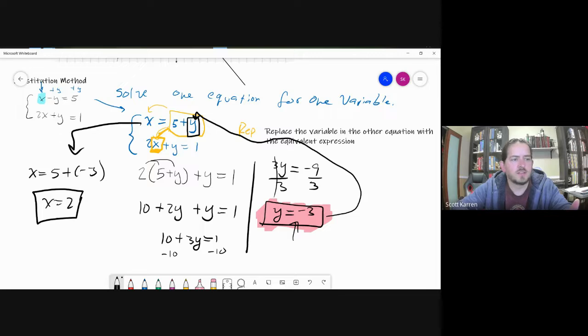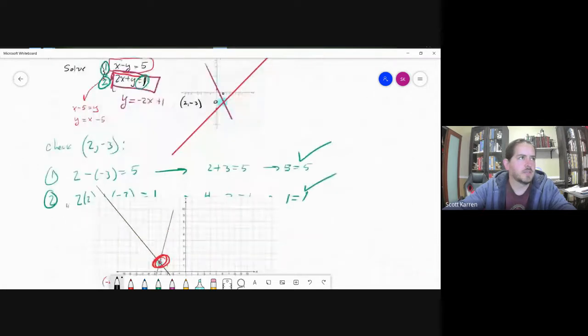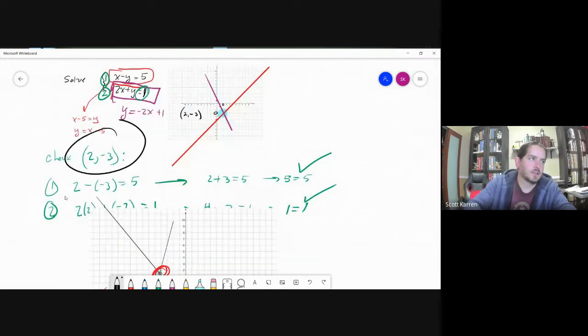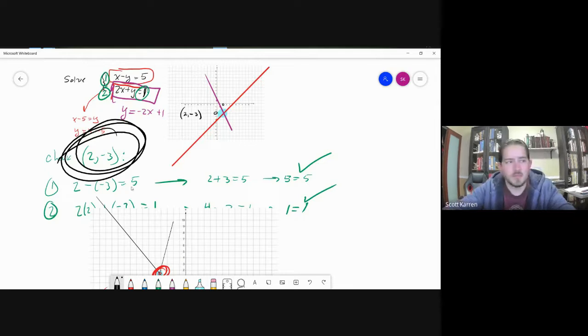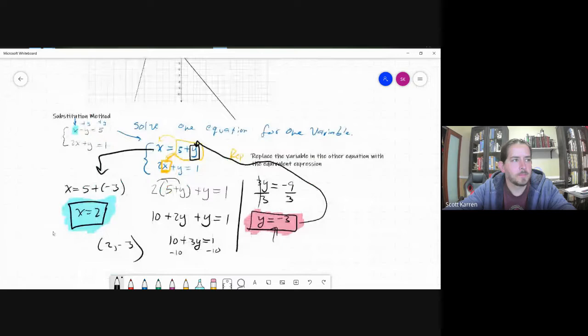Oh, well, that looks very familiar. There's my other part of my answer. Yoink, right? If I write this as an ordered pair, that is 2, -3. And wouldn't you know it, that was indeed the answer that we got on our last one, right? Okay. So there we are. Not too bad, is it?